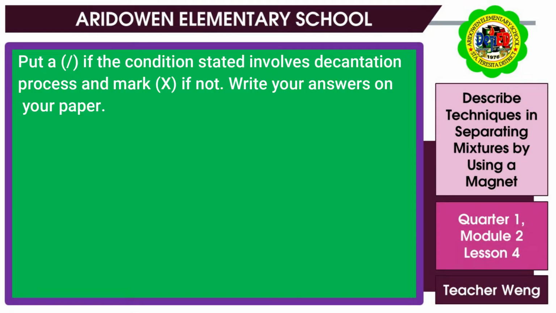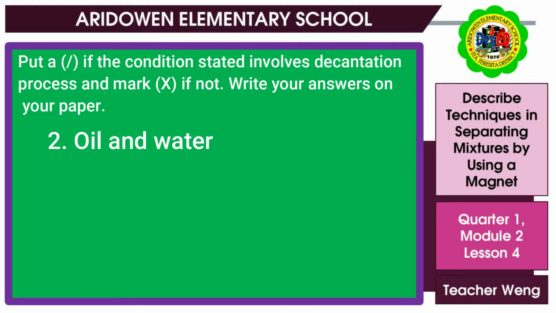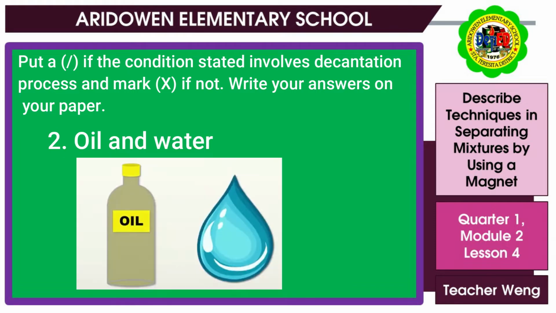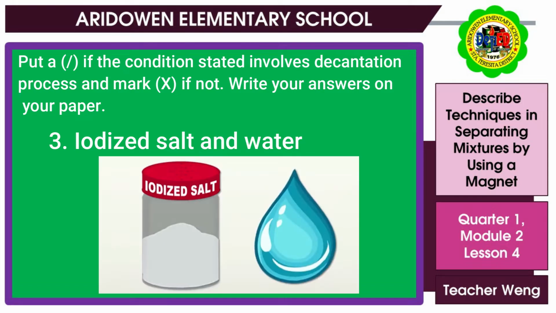Put a check mark if the condition stated involves decantation process, and mark X if not. Write your answers on your paper. Number 1. Soil and water. The correct answer is check. Number 2. Oil and water. The correct answer is check. Number 3. Iodized salt and water. The correct answer is X.